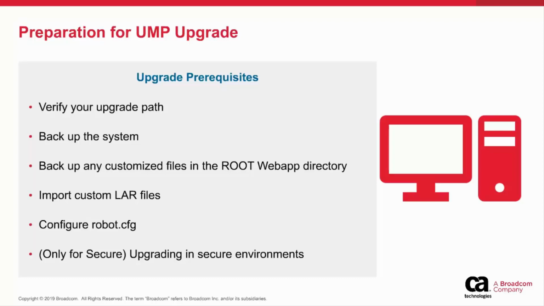Back up the system. Back up your system and database. UMP version 7.5 and later use the new version of Liferay that modifies the database during the upgrade. Back up any customized files in the root web app directory. During the upgrade, the directory ump_installation/nimsoft/probes/service/wasp/webapps/root/ is overwritten. If you have customized any of the files in this directory, back them up before upgrading.